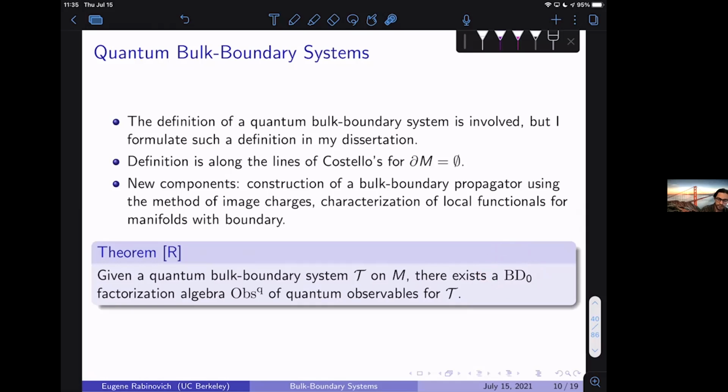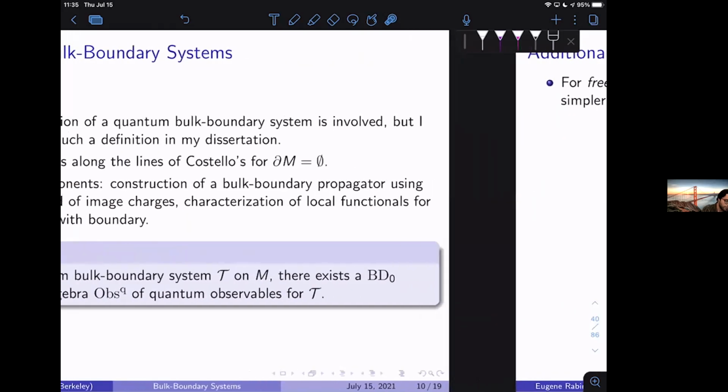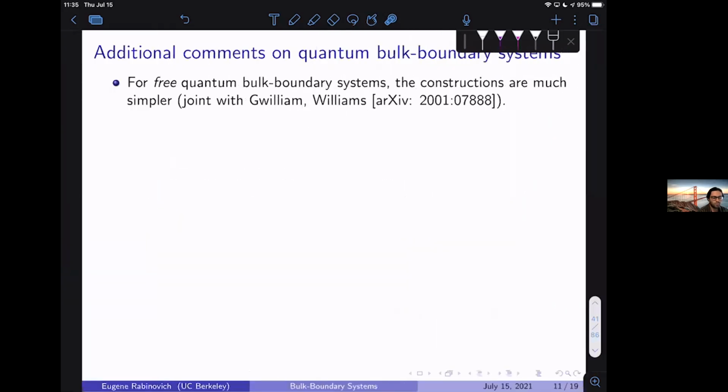And let's see if I needed to say anything else. No. Okay, so let me make one or two more comments here. So for free quantum bulk boundary systems, the constructions are much simpler, very beautiful, I would say, to toot my own horn. But this is joint work with Owen Gwilliam and Brian Williams, and this is the arXiv reference.